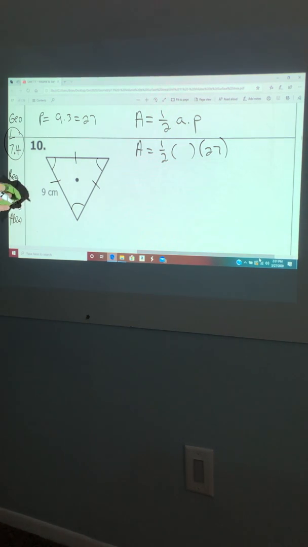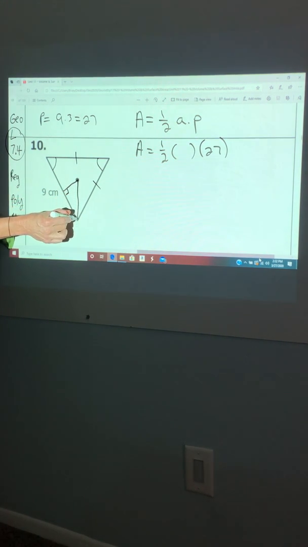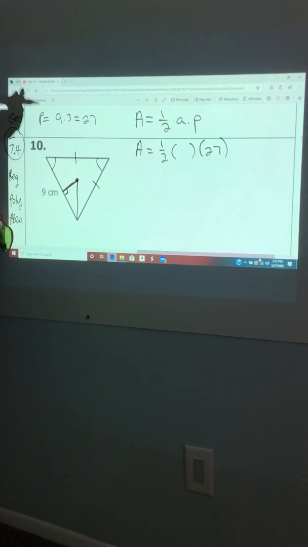Okay, so here we go. Let me get rid of some of this, it's a little easier to see. We're going to draw in a perpendicular line right here, because that would be the apothem. And then I'm going to go ahead and draw in a radius. Okay, and here is your right triangle.